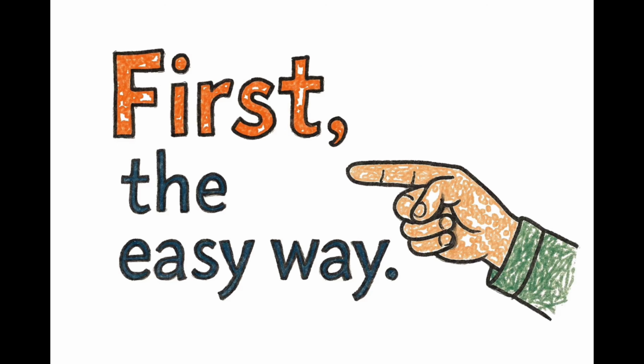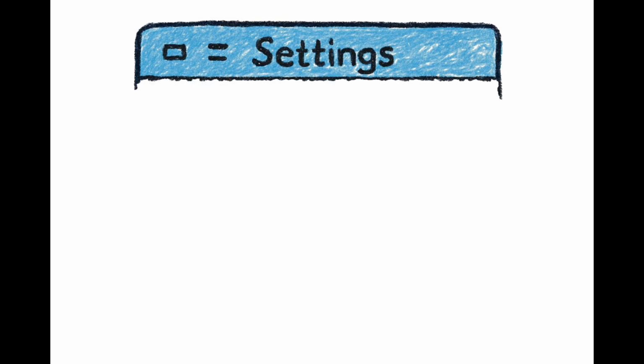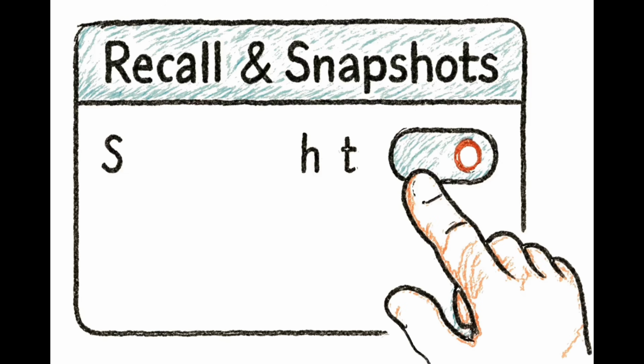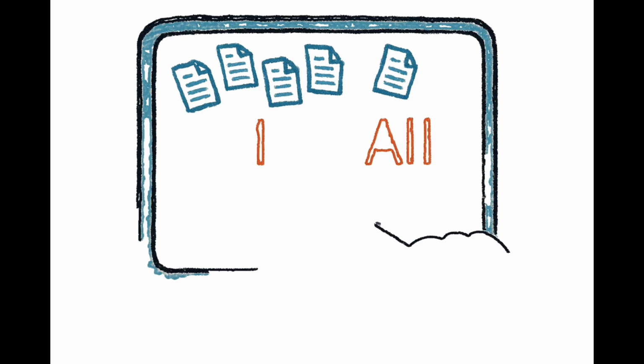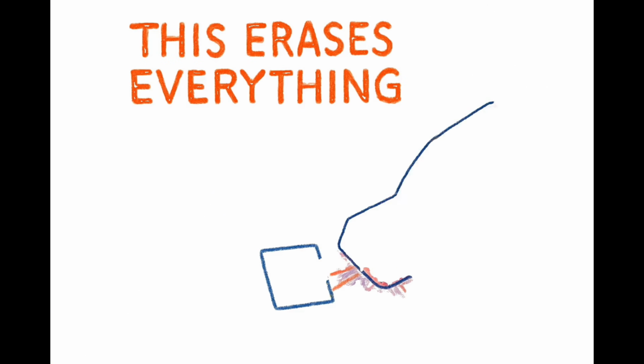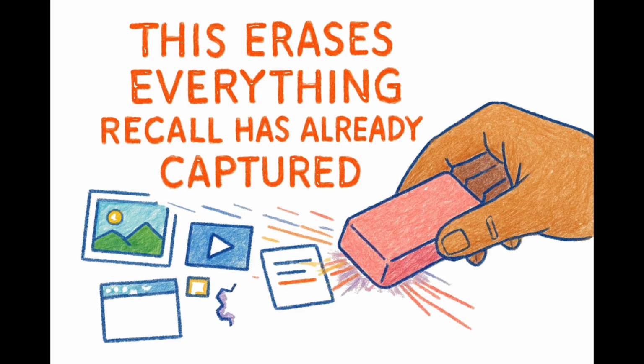First, the easy way. Go to Settings, then Privacy and Security, then Recall and Snapshots. Toggle Save Snapshots to off. Then, delete all existing snapshots. In that same menu, there's an option to delete all snapshots. Do it. This erases everything Recall has already captured.